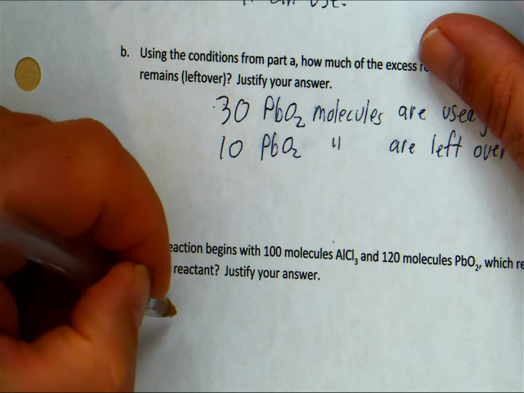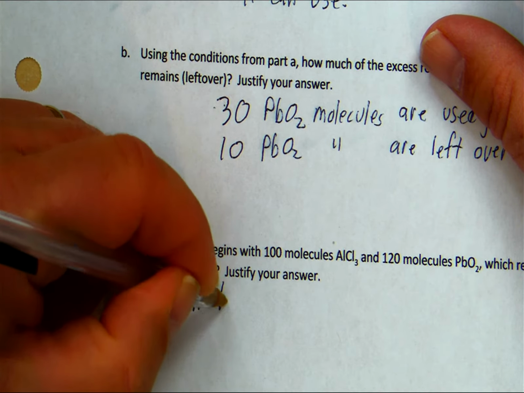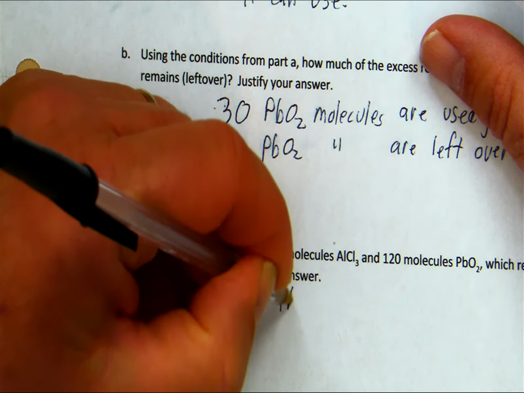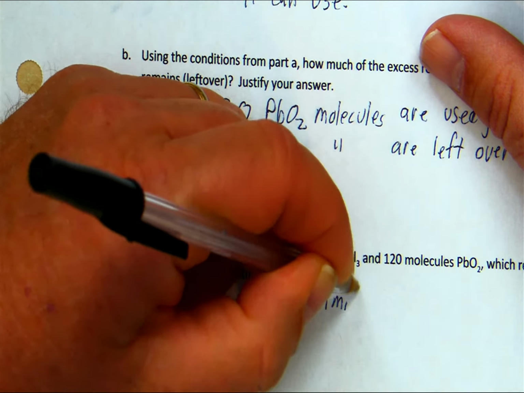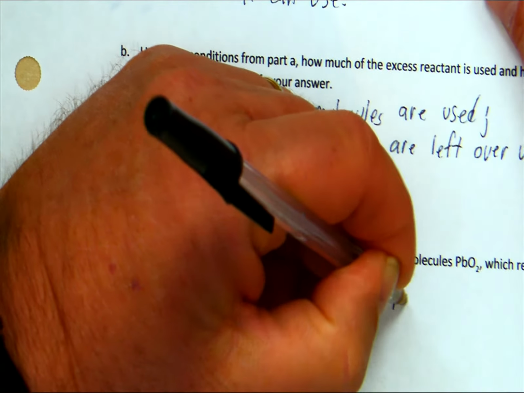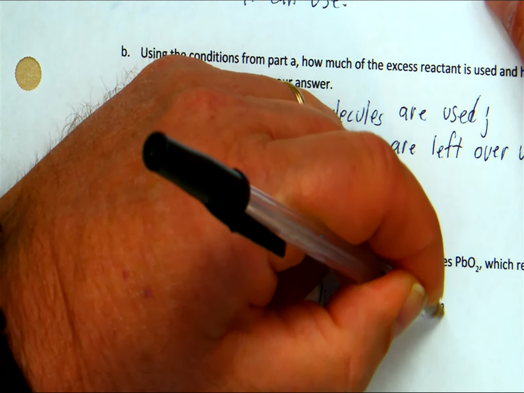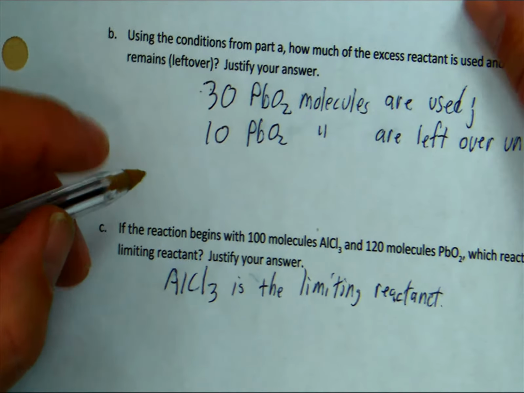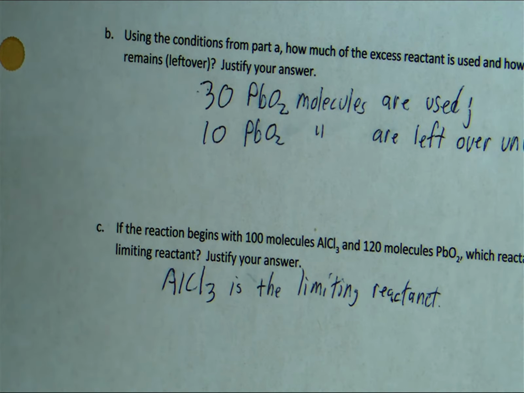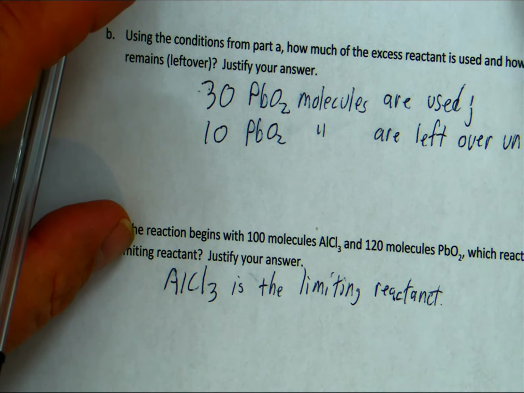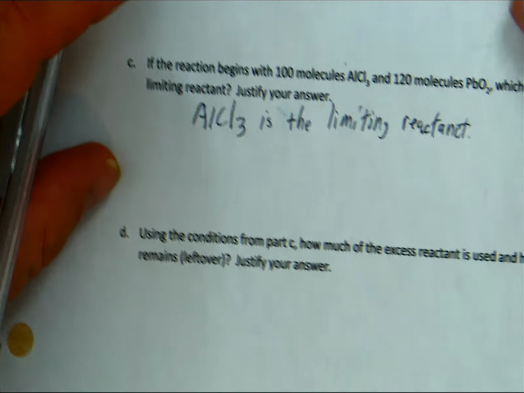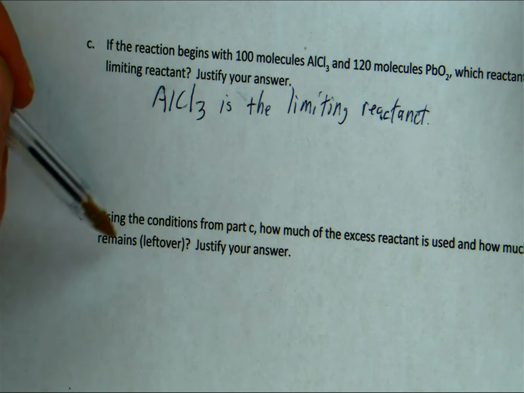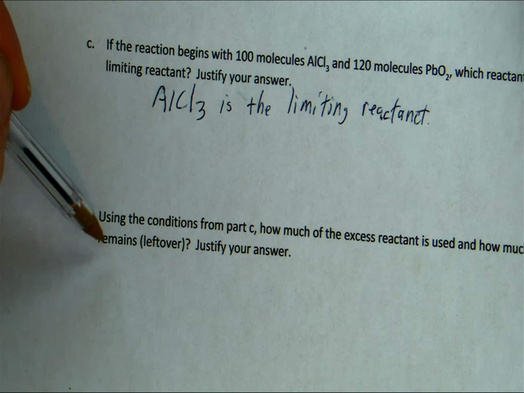And therefore, AlCl3 is the limiting reactant. Same reason as before, which you should write out and say, because you have more lead 4 oxide than it can use. Part D, using the conditions from part C, how much of the excess reactant is used and how much remains left over, justify your answer.